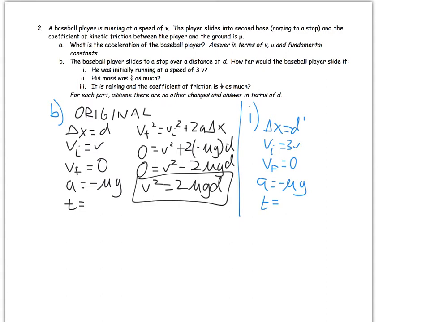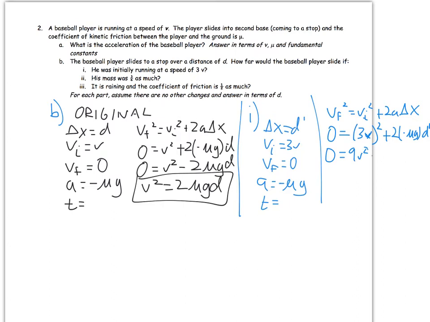So I'm going to use the same kinematics equation, that vf squared equation that I used before. So I'm going to plug in the things I know. 0 is my final velocity. 3v is going to be my initial, that entire quantity squared, plus 2 times negative mu g times d prime. I can go ahead and simplify some, and I get 0 equals 9v squared minus 2 mu g d prime. And so when I solve for 9v squared, I find that 9v squared is just equal to 2 mu g d prime.